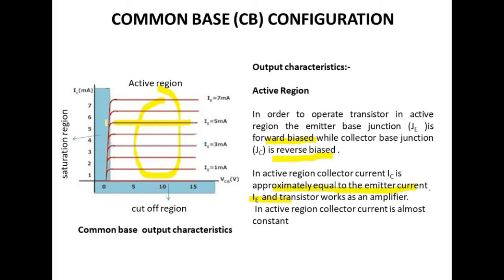It is very much clear from this graph. Here IE equals 5 milliampere and the collector current is almost equal to 5 milliampere. So we say that in the active region, the collector current IC is approximately equal to the emitter current IE, and the transistor works as an amplifier. In the active region, the collector current is almost constant.